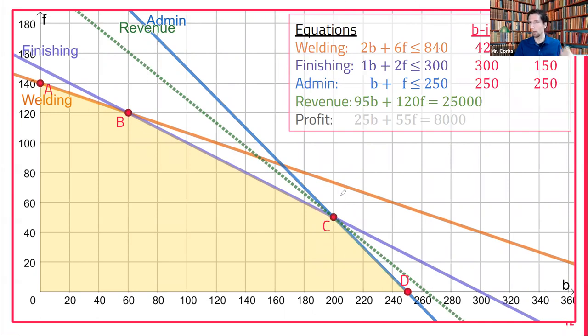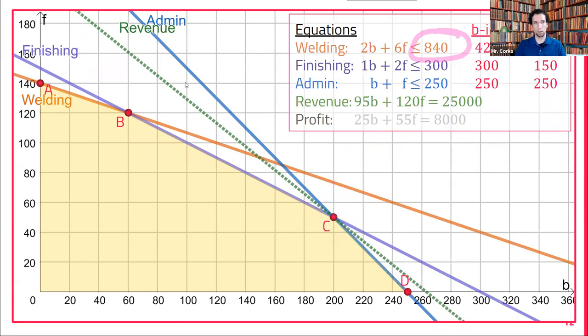So welding, then, what about welding? Are we over our limit for welding or under our limit? Under our limit. We are under the limit. So we had 840 welding hours available, and we are somewhat under that. We can see that on the graph because there's a gap here between the orange line and the corner that we have identified as the best one. That gap represents we are not at that limit. There's space, there's some extra, there's room there.